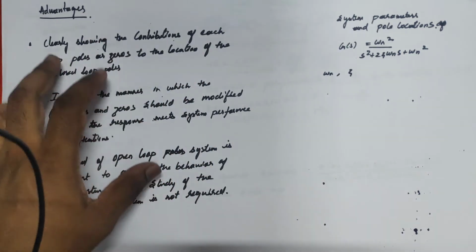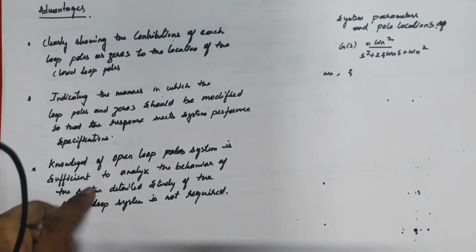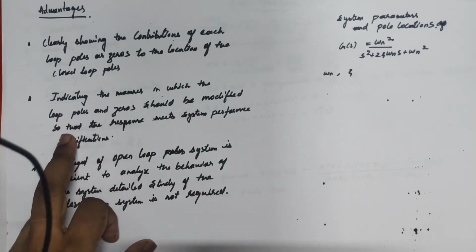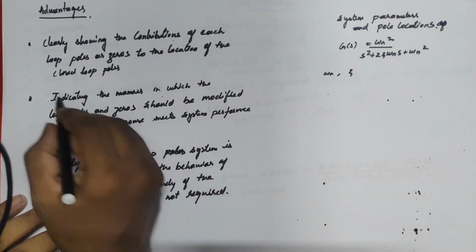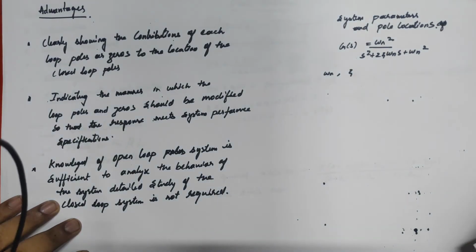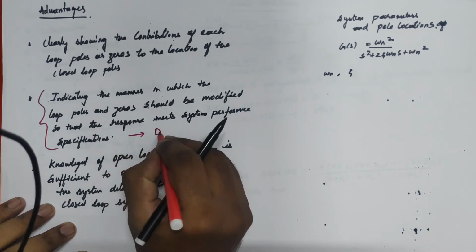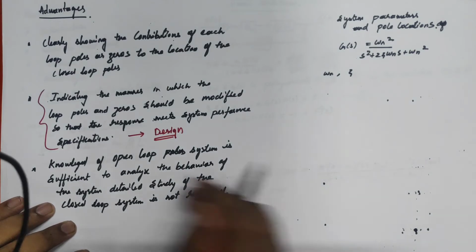That means if you observe the open loop transfer function, you can understand the location of closed loop poles also. It also indicates the manner in which the loop poles and zeros should be modified so that the response meets system specifications. This sentence you will understand in the design part. We'll modify the system according to our specifications.